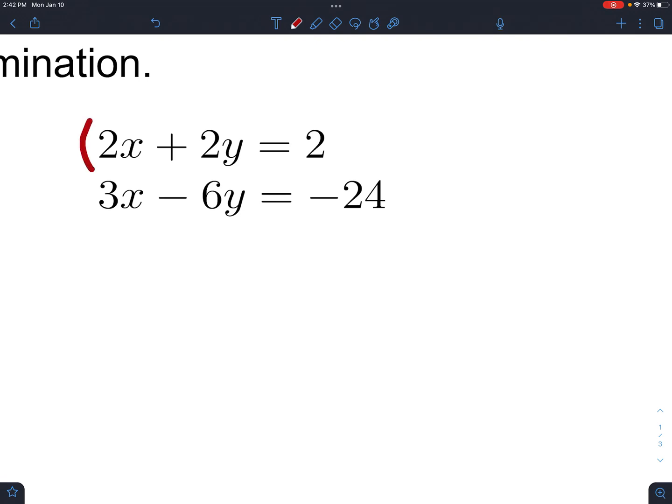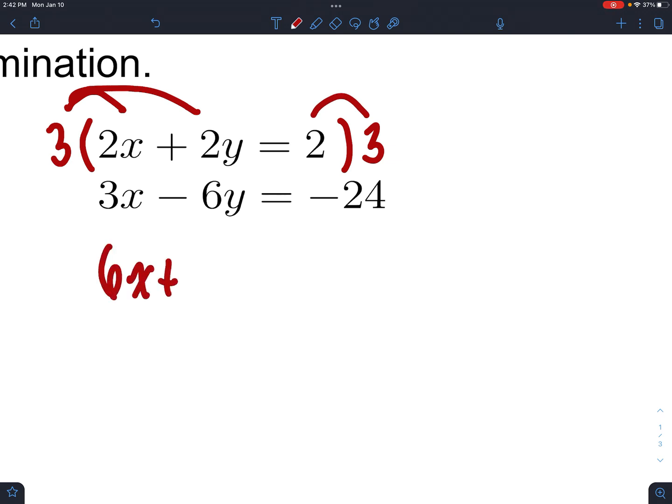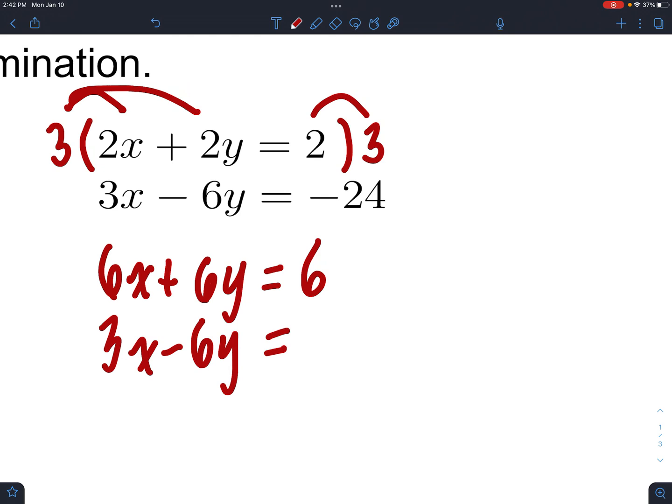I see that I have a 6 there. So maybe if I took the first equation and multiplied it by 3, triple it, let's see what that does. Copy down the other equation, and voila, we have a 6 and a -6.